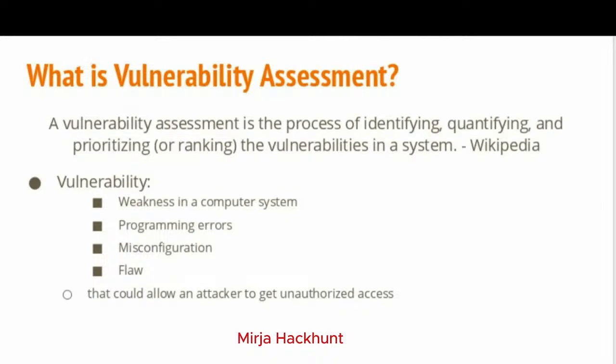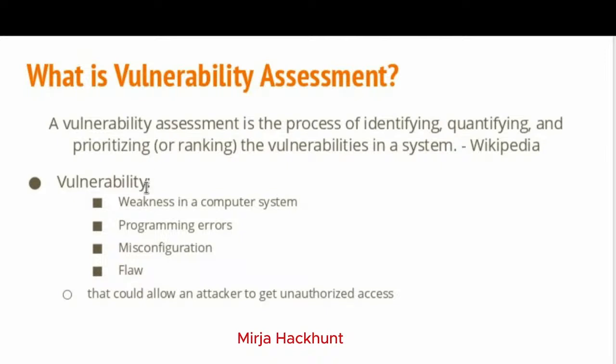What is vulnerability assessment? According to Wikipedia, vulnerability assessment is the process of identifying, quantifying, and prioritizing or ranking the vulnerabilities in a system. So it seems a very systematic approach, and yes, reviewing complex code manually is not feasible anymore. We need a systematic approach to find the errors or bugs in any piece of code.